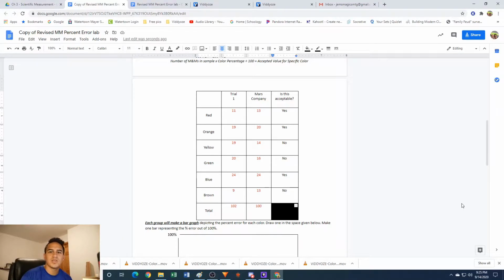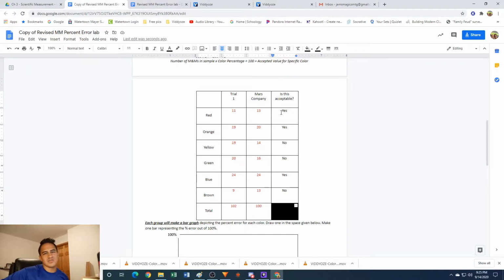All right, so we're here for the PostLab questions now with the virtual percent error lab. And I have all of my numbers here written in my data table. If you don't have yours written in like this, this is how it should look. You should have answered these questions here in this far right column of whether or not the number that the Mars company has given us compared to what we got is acceptable?